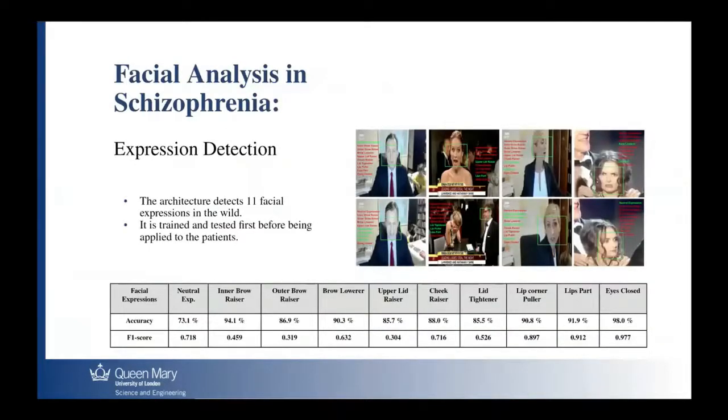For the facial analysis, we have first trained and tested the model in a separate database before being applied to patients, and it's detecting 11 facial expressions in the wild. In the wild means that it is done in real life conditions from multiple angles and lighting, and this is very important as this is the scenario with our schizophrenia database.